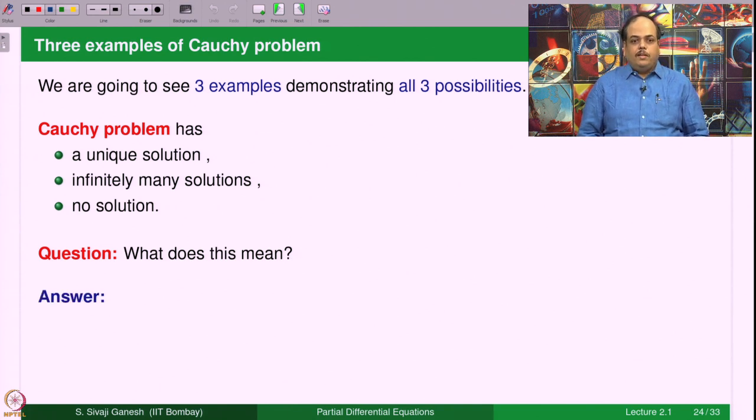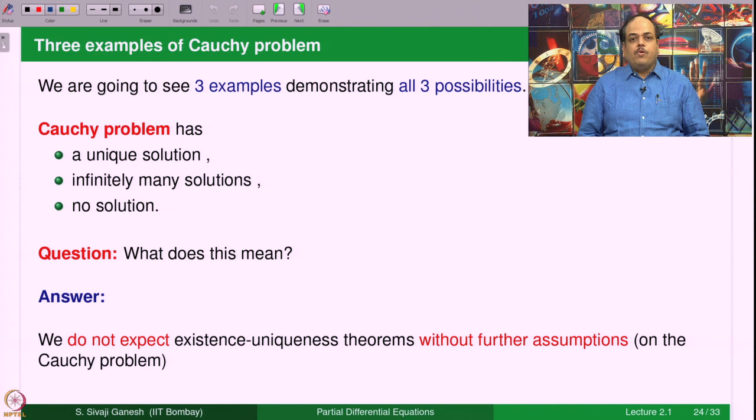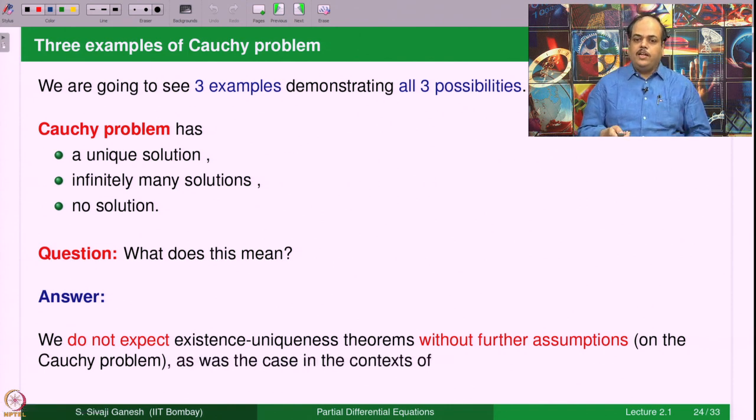So, what does this mean? It means that we do not expect an existence uniqueness theorem for free for any first order PDE. Only under some special assumptions, in other words sufficient conditions, we can expect such theorems, which was true in all our earlier cases, let us say in the ODE initial value problems or boundary value problems.